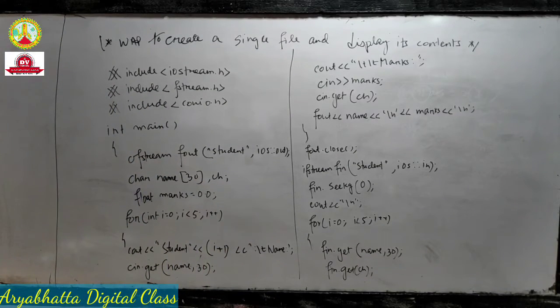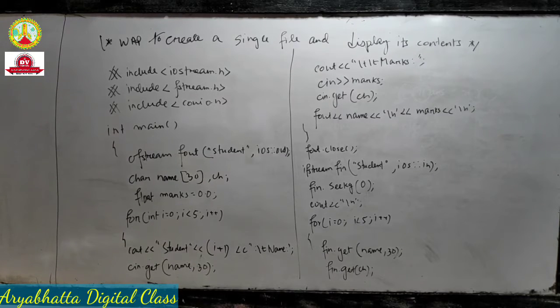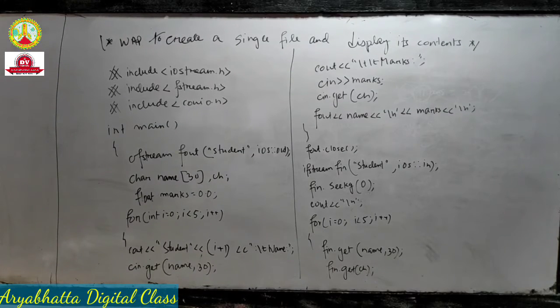And character name, character float marks, we have to display contents. What contents do we take? Name and marks. In the previous program we took contents for roll number and marks. In this program we take name and marks, right? And the limit is what? Up to a maximum of 5 student records.